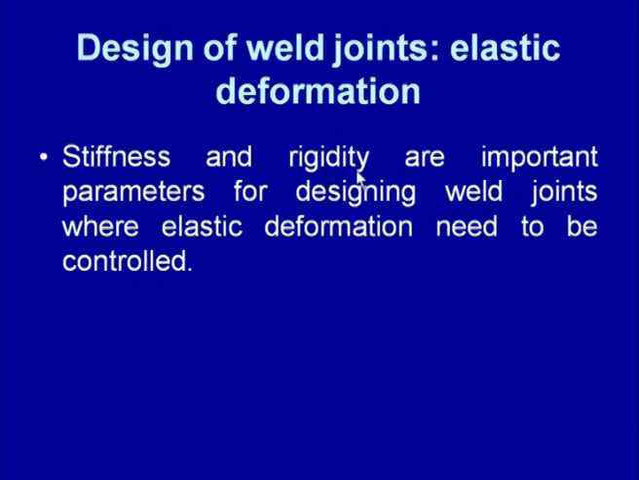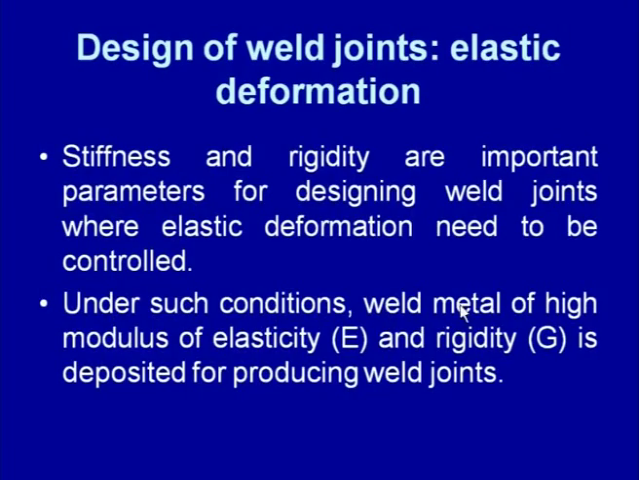For this situation, the stiffness and the rigidity are the important parameters for designing the weld joints where elastic deformation needs to be controlled. So, if it is required to control the elastic deformation within the limits, then the stiffness and the rigidity become the important criteria for designing the weld joint, and under such conditions weld metal of high modulus of elasticity and high modulus of rigidity is used for producing the weld joint.